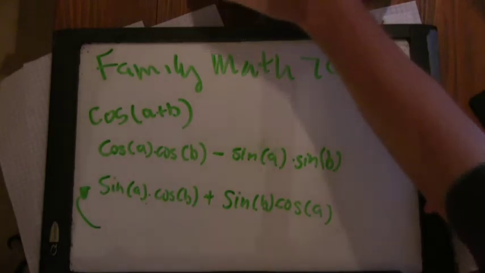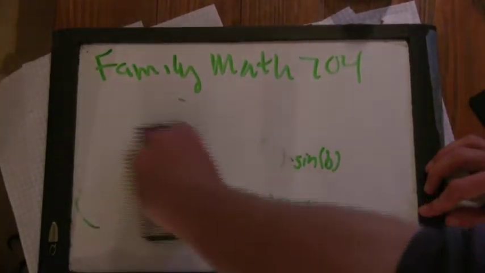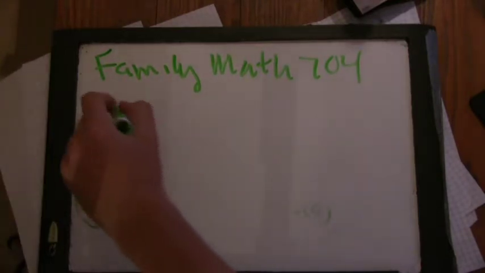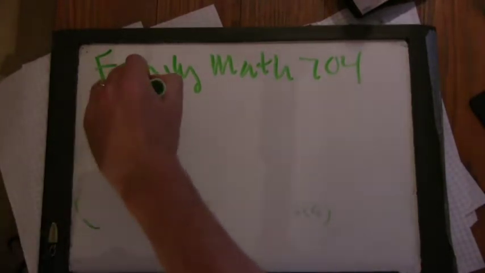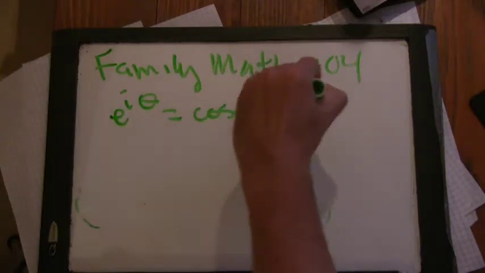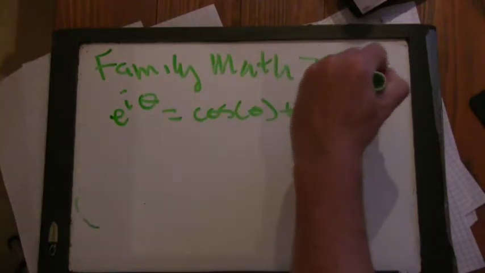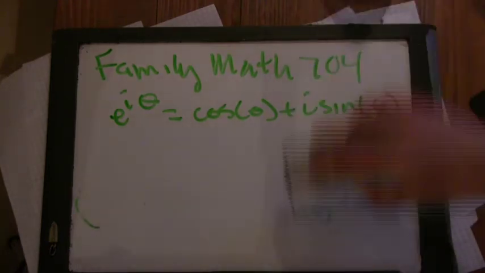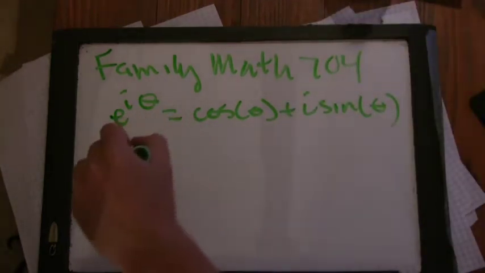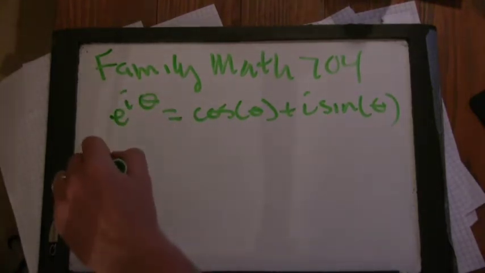Okay. Alright, so I'm going to show you a way you haven't seen before. And it comes from e to the i theta is cosine theta plus i sine theta. And what we're going to look at is the sum. Let me switch back to a and b from theta.